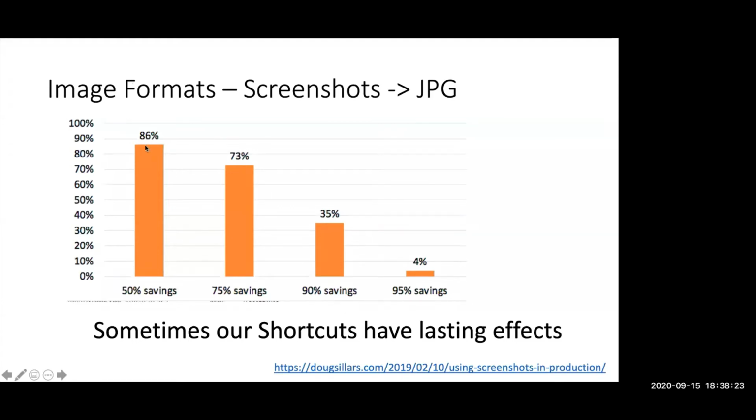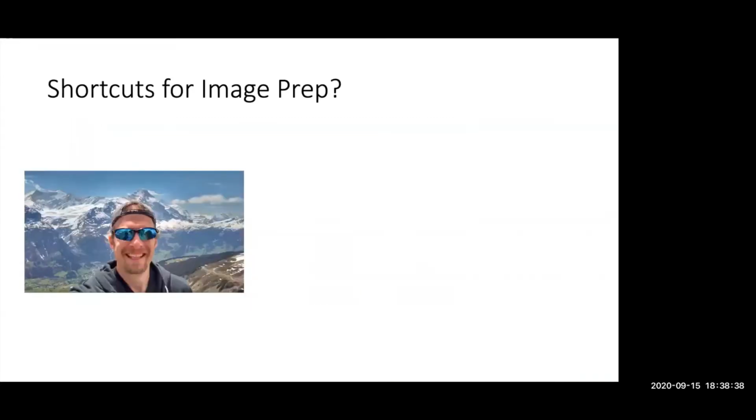I could make 86% of them half the original size. Huge potential savings. If you're taking screenshots, do a little optimization, turn it into a JPEG, do a little bit of a quality optimization, make them smaller. So, are there shortcuts for image prep? We hate these steps. What can we do?